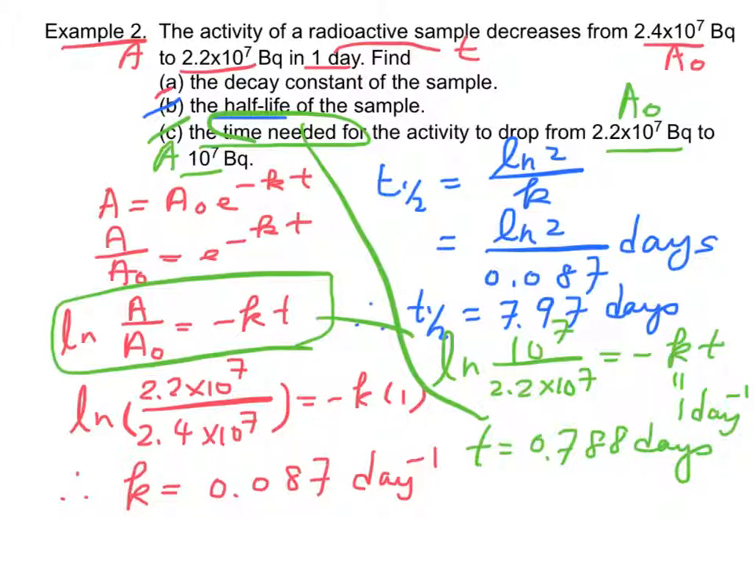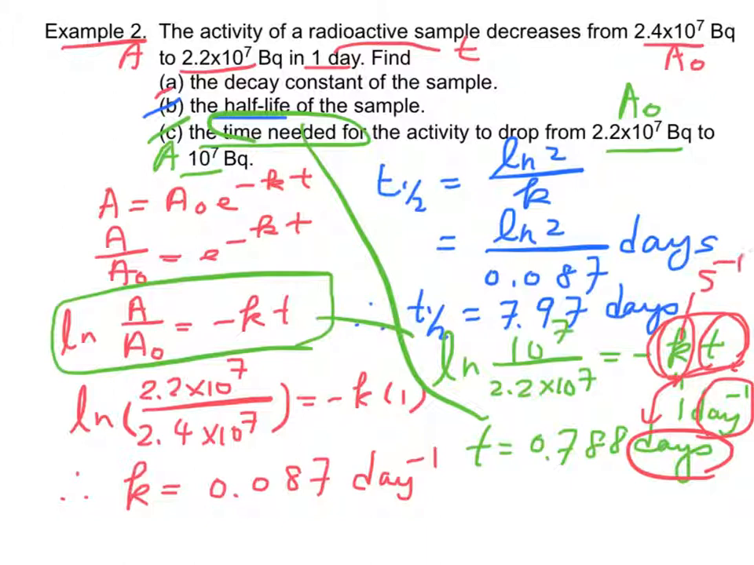Bear in mind that the product KT is dimensionless. That is, there is no unit for the product. If K is in the unit of per day, T must be of unit days. For example, if K is in the unit of per second, then T must also be of the unit of second. Bear this in mind.